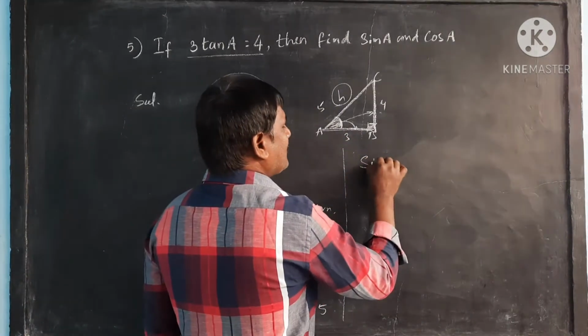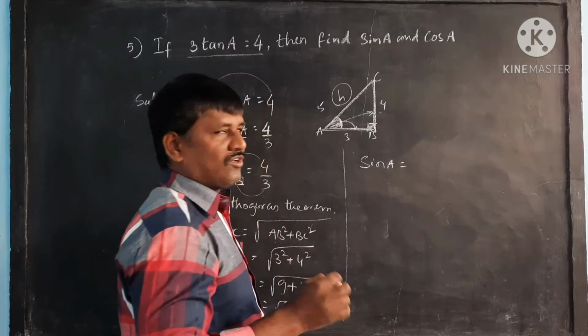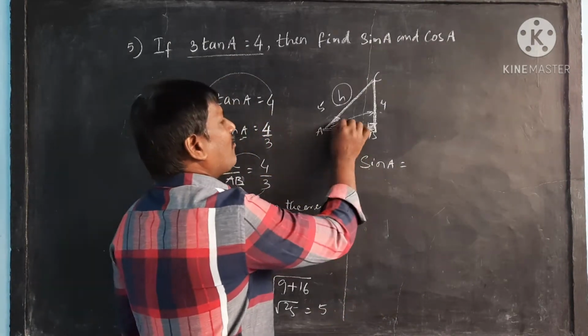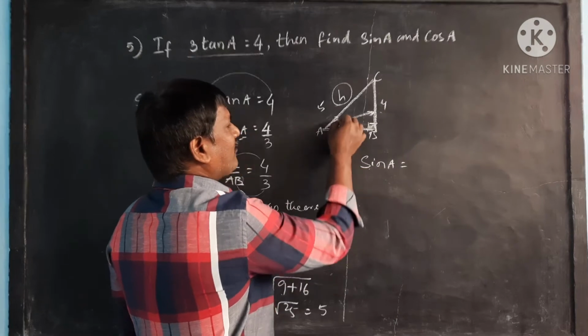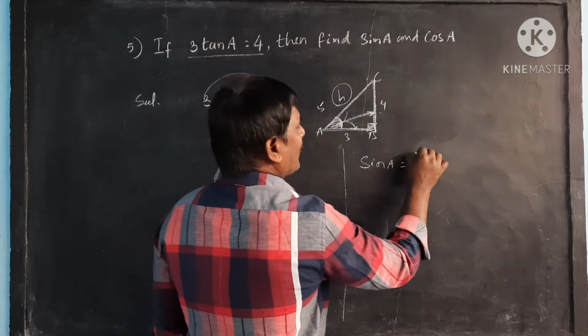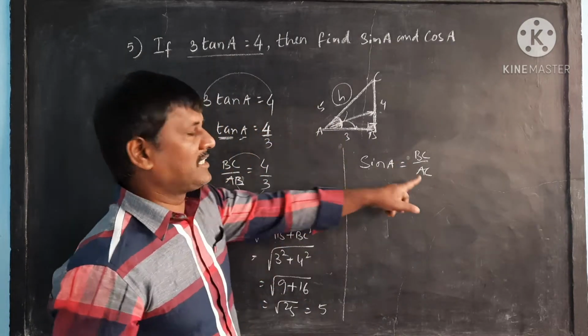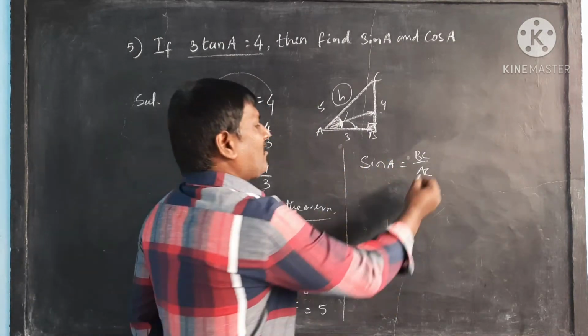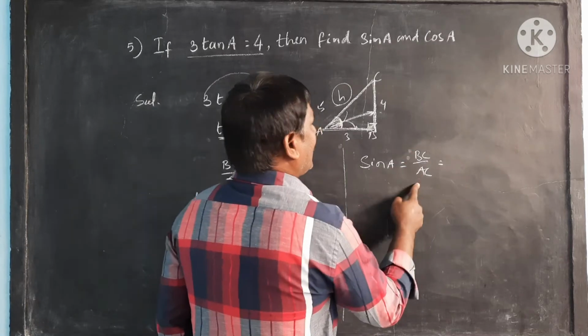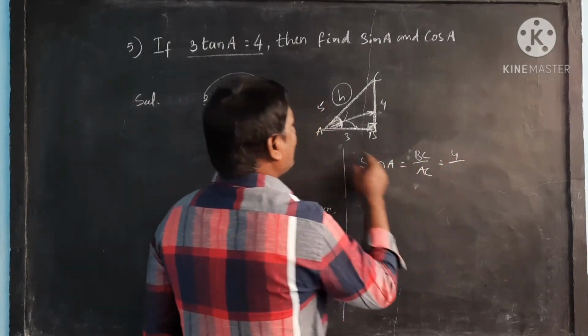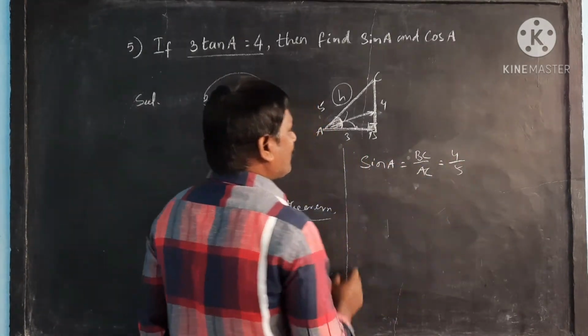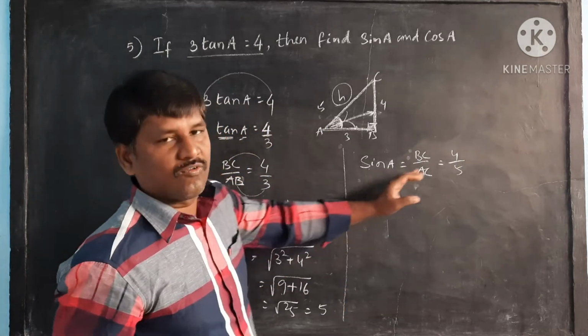Sin A means we know that sin angle A is opposite side to angle A by hypotenuse. That is, we can write BC by AC because BC is opposite side to angle A and AC is hypotenuse. Now you can substitute the values of BC and AC. BC is equal to 4. AC we got here 5. So sin A is equal to 4 by 5.